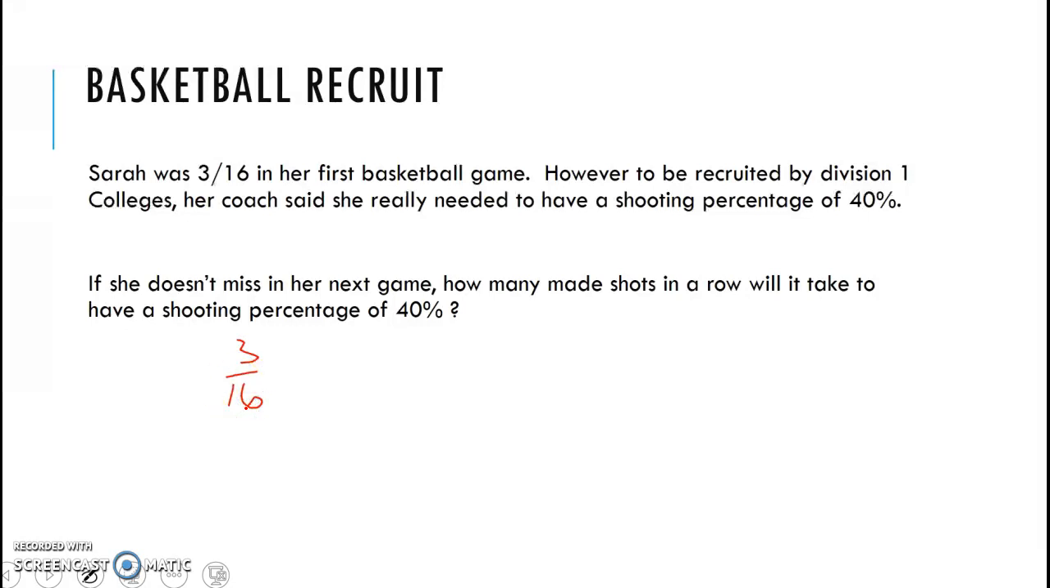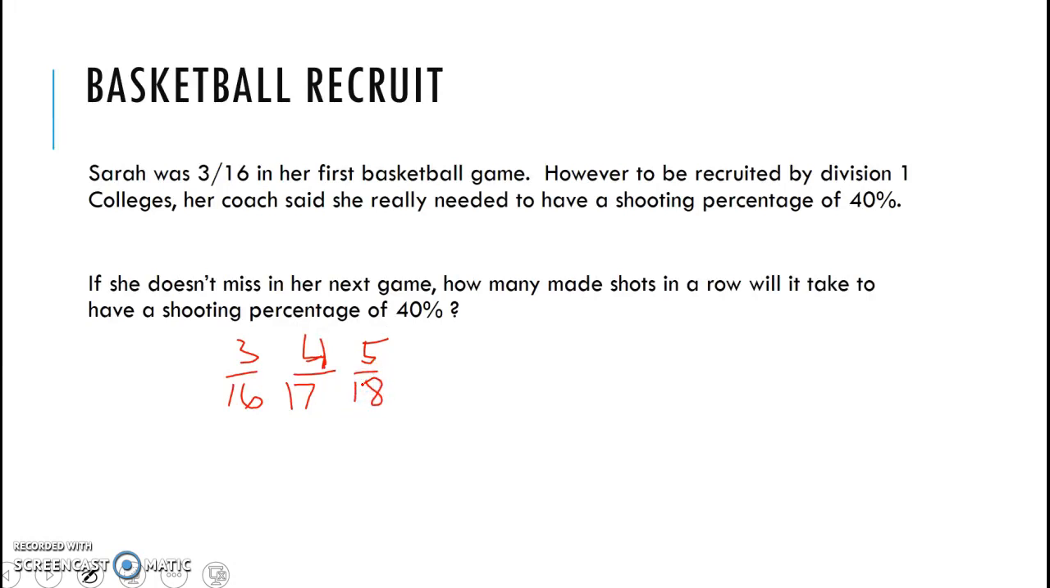To be recruited by Division I colleges, her coach told her she really needed to have a shooting percentage of 40%. So if she makes her next shot in the next game, she's going to be 4 out of 17. And if she makes the next one, she's going to be 5 out of 18. All of these increase her percentages.